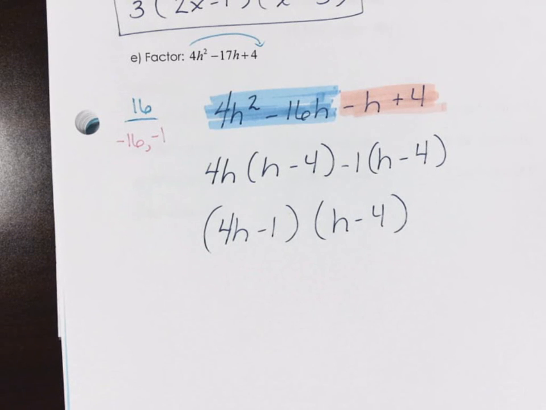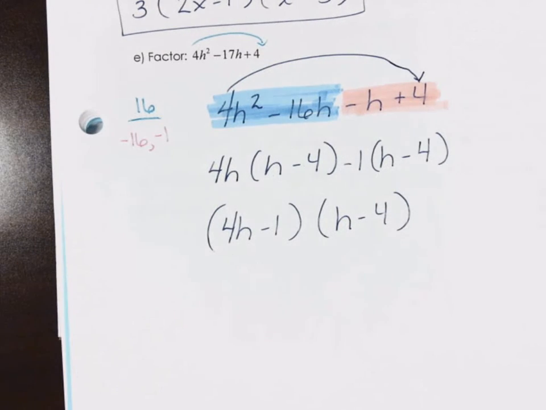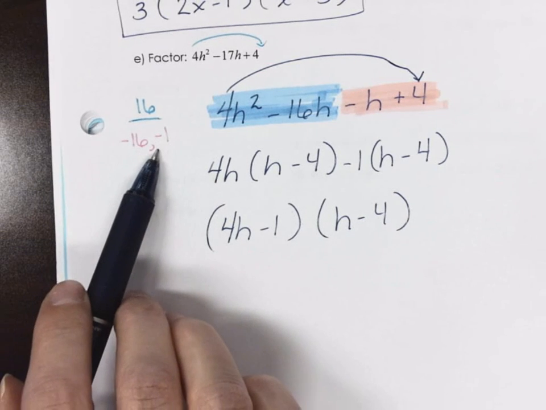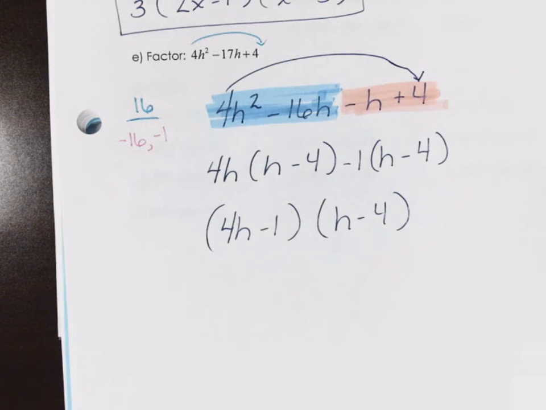This one was a tricky one again because it had a negative one that you had to common factor out. So, first thing, multiplying the front four by the back four, I get a positive 16. But my middle term was negative 17. So I knew that both my factors were going to have to be negative. So negative 16, negative 1. They'll multiply to give me 16, but add to give me negative 17.